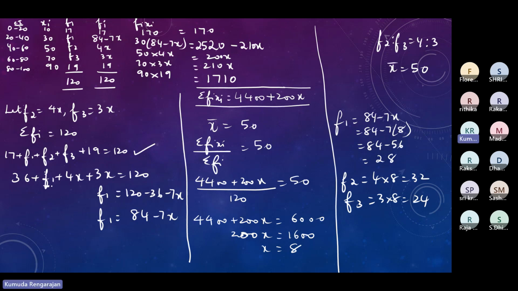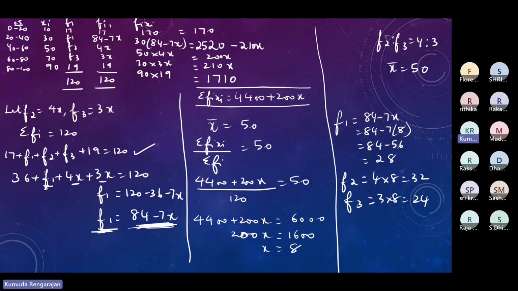The sum of all the frequencies is 120. We don't know F1, but F2 is 4x, F3 is 3x. So substitute them and find F1 in terms of x. So F1 is 84 minus 7x. Go back to the frequency column: 17, F1 is 84 minus 7x, F2 is 4x, F3 is 3x, and the last frequency 19, and the total of the frequency column is 120.